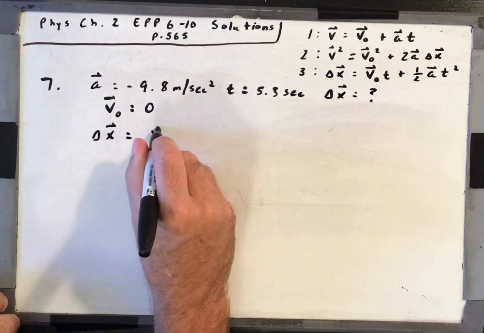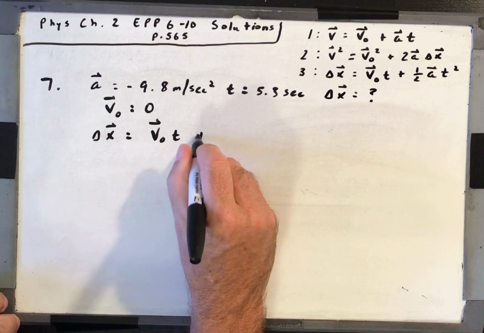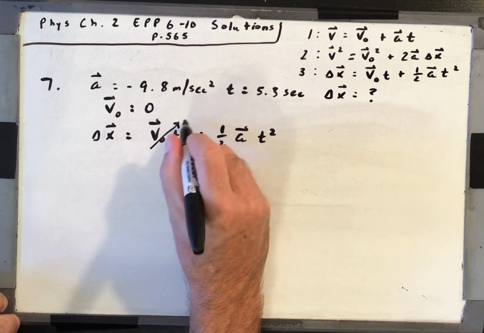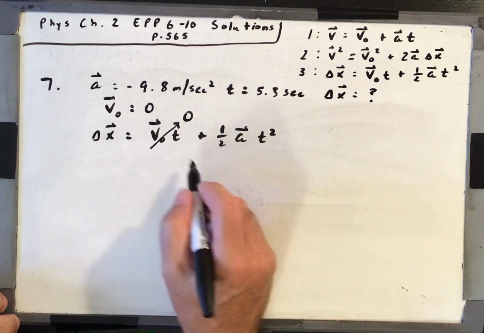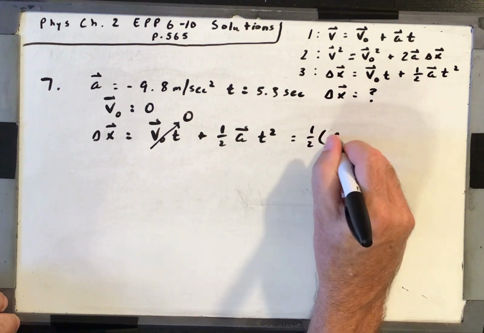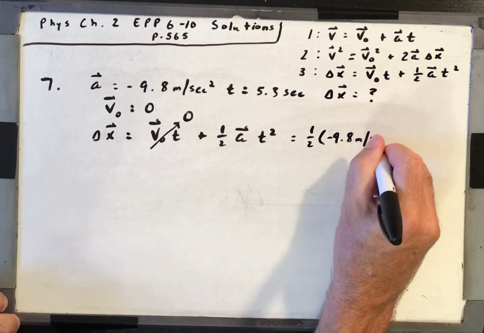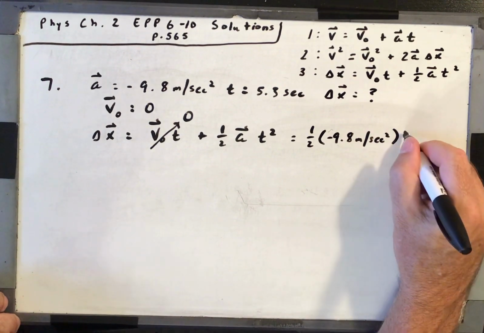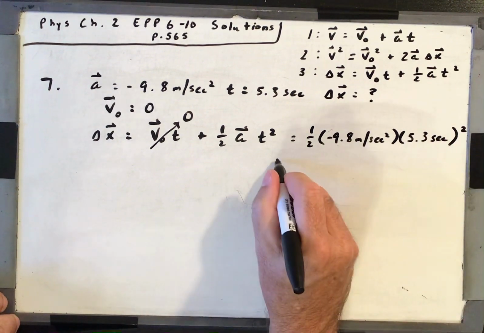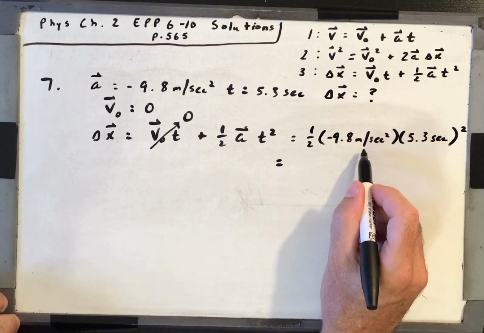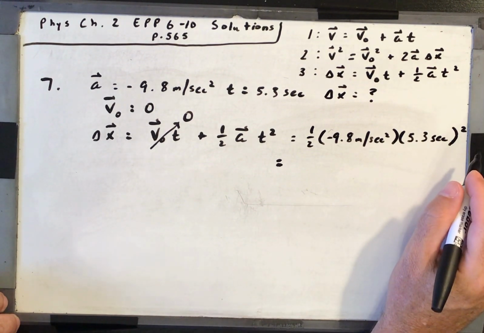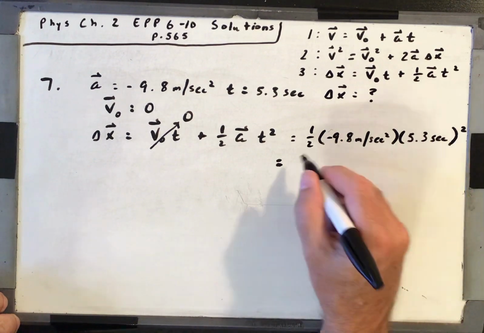Delta x is equal to v naught t plus 1/2 a t squared. This portion of the equation is 0 because initial velocity is 0. So delta x is going to be 1/2 times negative 9.8 times 5.3 seconds. That's a deep hole. Don't forget to square it. So 1/2 times negative 9.8 times 5.3 squared, you'll get negative 137.6 meters.